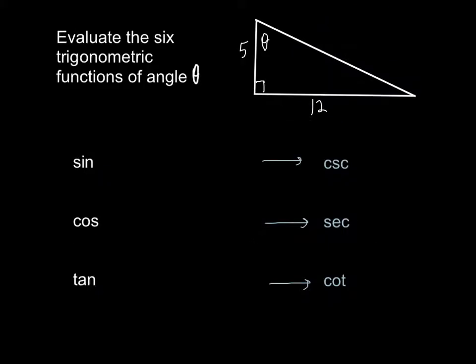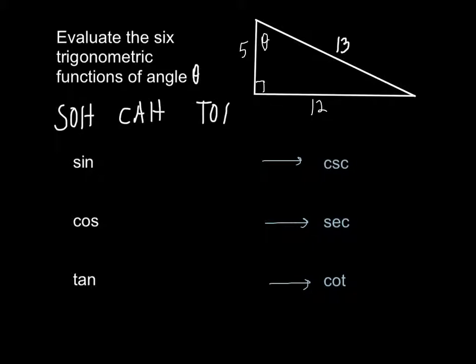So in a problem, we will be told to evaluate the 6 trigonometric functions of angle theta. So we can see that we have our angle theta here, and we have our 2 legs, which are labeled with the value of 5 and the value of 12. First, we need to solve for what our hypotenuse value is. So we can use the Pythagorean theorem to get 13. Once we know 13, we can think of SOHCAHTOA for our trigonometric functions.